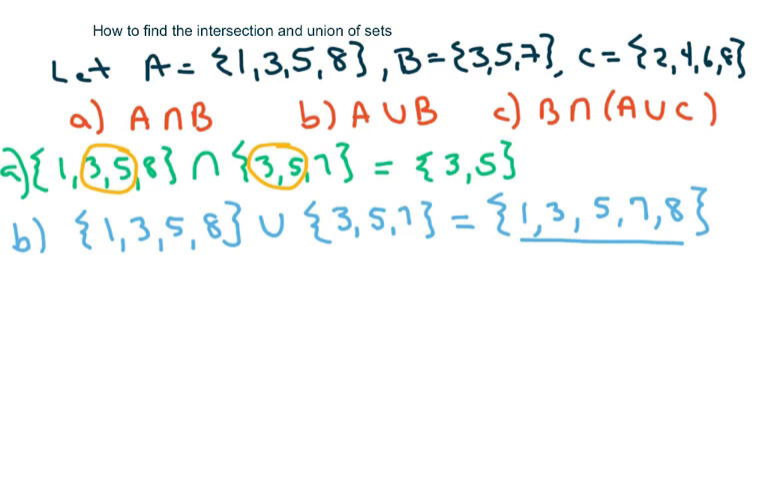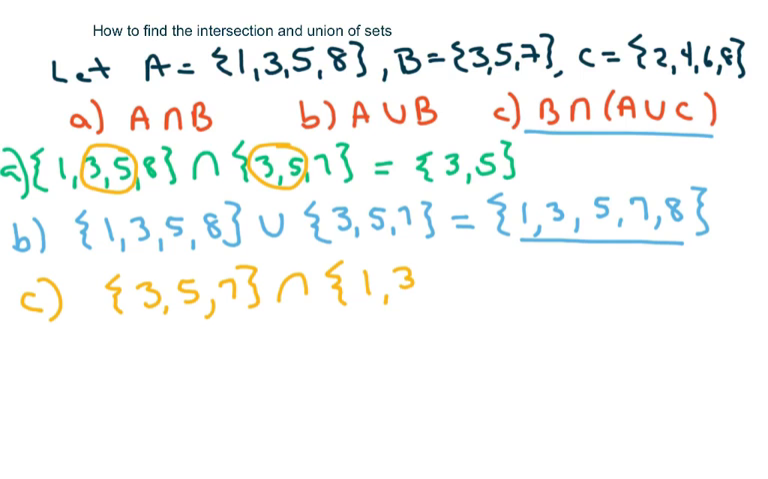All right, and the last one is a little more complicated. You just write them all down. We're going to write B down first. So this would be the set of 3, 5, and 7. And we're going to intersect it with the union of A, so A is 1, 3, 5, 8, with, which one? Okay, so C. C is 2, 4, 6, 8.